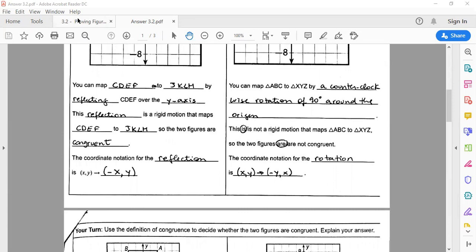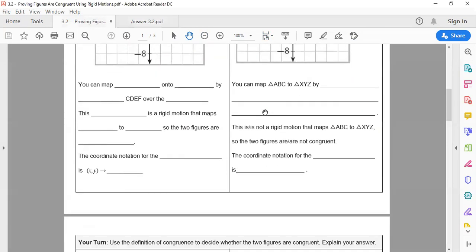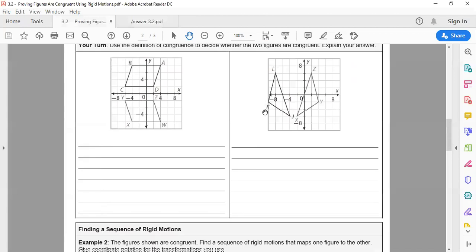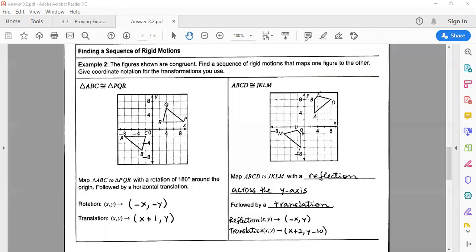Now, on your template, you should try the problems that come next. There are two problems for you to do here. Again, you're doing the same thing. You're showing that there is a rigid motion that maps one picture to the other, and therefore the two pictures are congruent. Let's take a look at example 2.